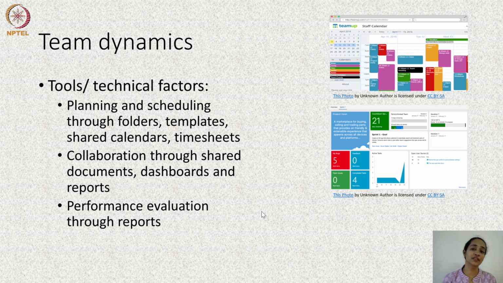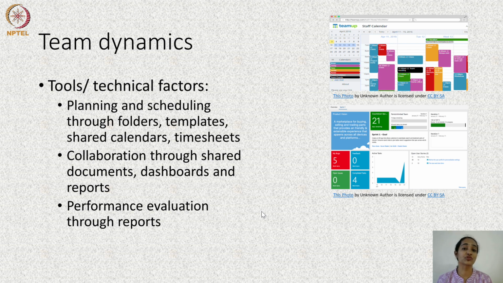To ensure that teams are able to do this, they rely heavily on tools and technical factors. For example, by using shared folders, by using different kinds of templates, calendars and timesheets, planning and scheduling is managed. A shared calendar is something simple which helps the team members look up the availability of other team members for having different kinds of meetings. Templates also help them make sure that the work that they produce is comparable.